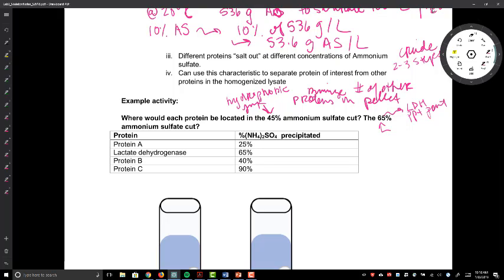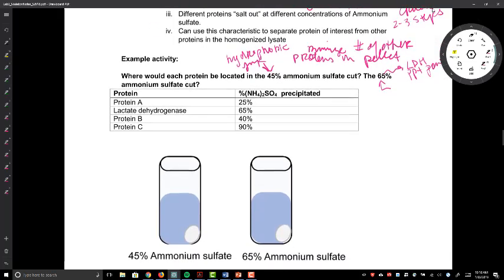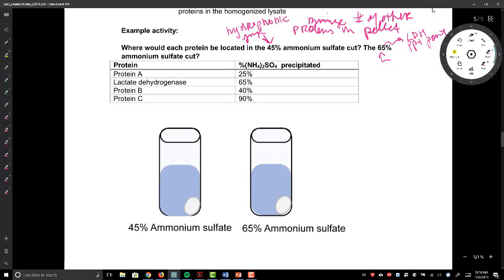All right, so thinking about this, I want you to take a minute. Here's a table where we have a protein and the percentage of ammonium sulfate at which that protein precipitates or goes into a pellet. So again, talking about those 2 cuts, we have our 45% cut and our 65% cut. This is the TAs, this is you in class. So I want you to pause and predict and draw where each protein would be in the cut. And then you can play again and I'll walk you through where it is.